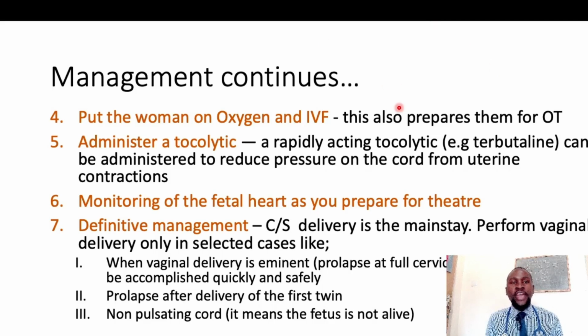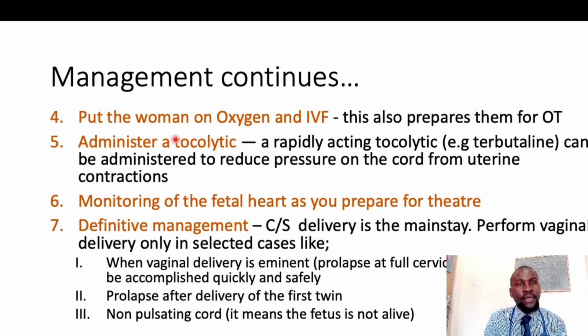Okay, so then put the woman on oxygen. Make sure you put the woman on oxygen and IV fluids. Remember, you need more oxygen so that even though the blood supply is a little bit compromised to the baby, you will increase the oxygen so that you have enough oxygenation to the fetus. IV fluids as well. This also prepares them for OT because they may be going to theater where you're going to do a definitive management, which is a Caesar. Okay, I must mention that it's not always that cord prolapse equals Caesar.